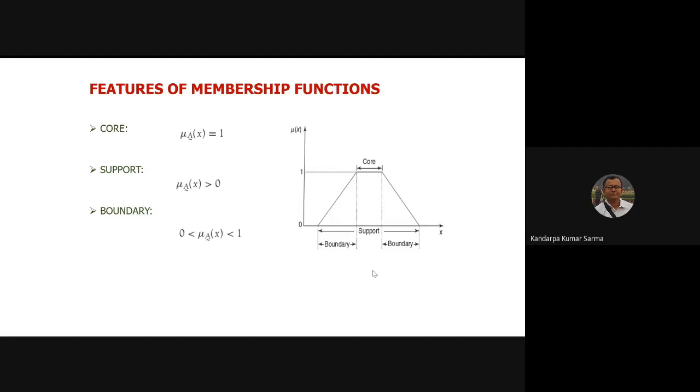Then you can have some of the features of the membership functions. Core: mu A of x taking value 1. So this will be the core part. This will be the support part, mu A of x taking value greater than 0, and boundary when mu A of x is confined between 0 and 1. So this will be the boundary. So these are the features of the membership functions.